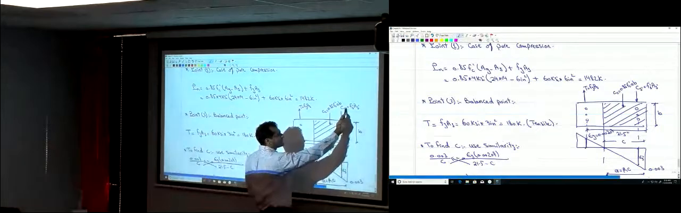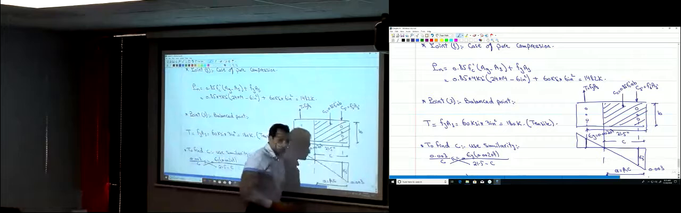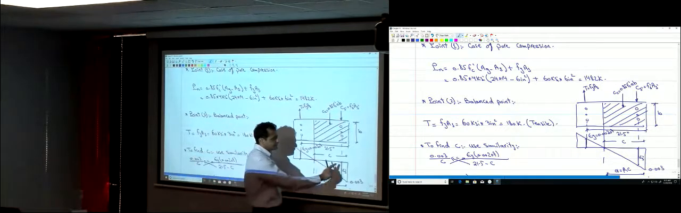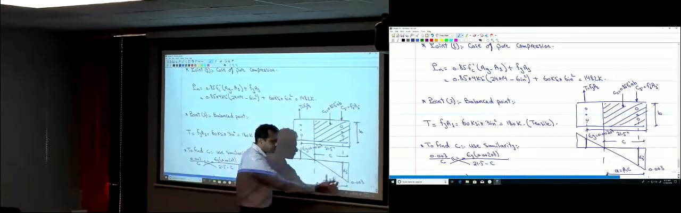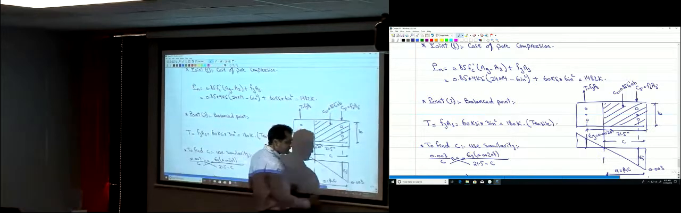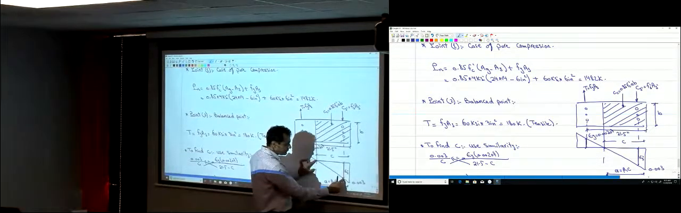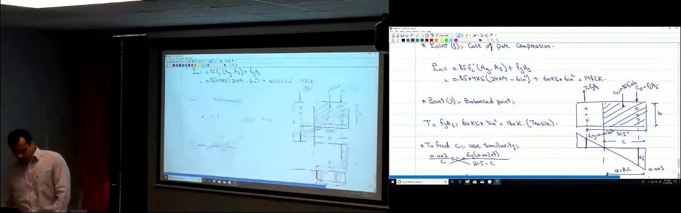I need to find this C_s prime. I know the area of steel prime, but I need to find the stress in the steel here. Is it equal to f_y or less than f_y? What controls the magnitude of the stress? Whether it yields or not depends on this epsilon steel prime. Can you calculate it? From the similarity of the triangles over here. Now you know the distance c. So 0.003 divided by c is equal to epsilon steel prime divided by that distance, which is c minus d double prime.